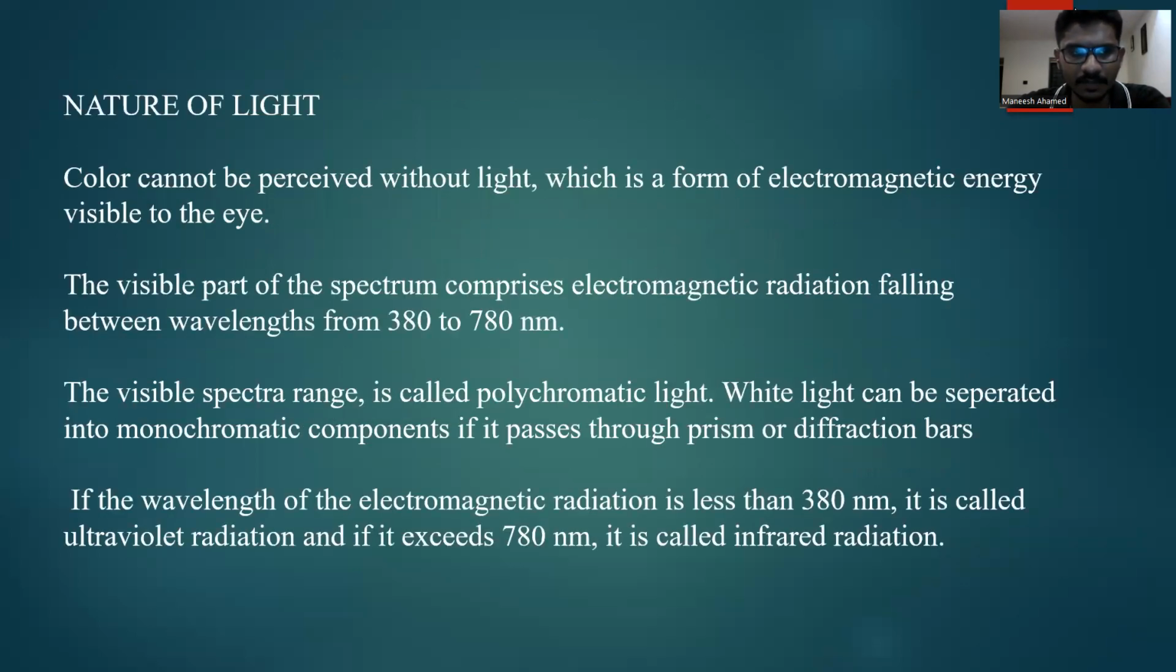So, coming to the nature of light, color cannot be perceived without light, which is a form of electromagnetic energy visible to the eye. The visible part of the spectrum comprises electromagnetic radiation falling between wavelengths of 380 to 780 nanometers. The visible spectral range is called polychromatic light. White light can be separated into monochromatic components if it passes through a prism or diffraction bars. If the wavelength of the electromagnetic radiation is less than 380 nanometers, it is called ultraviolet radiation. And if it exceeds 780 nanometers, it is called infrared radiation.